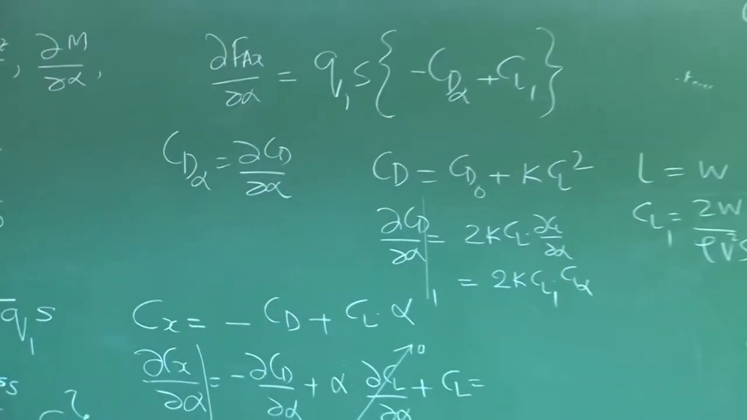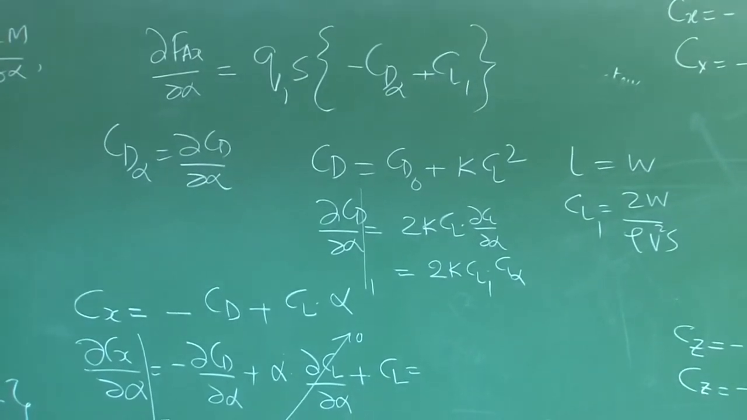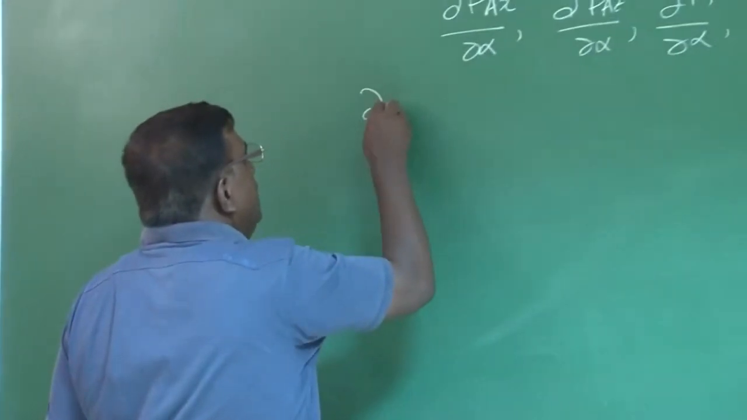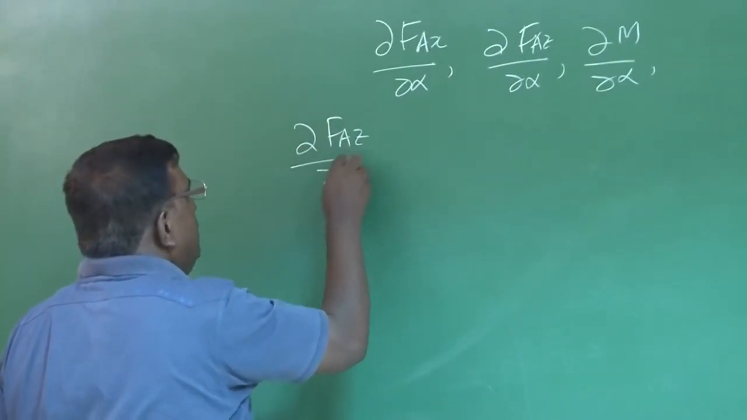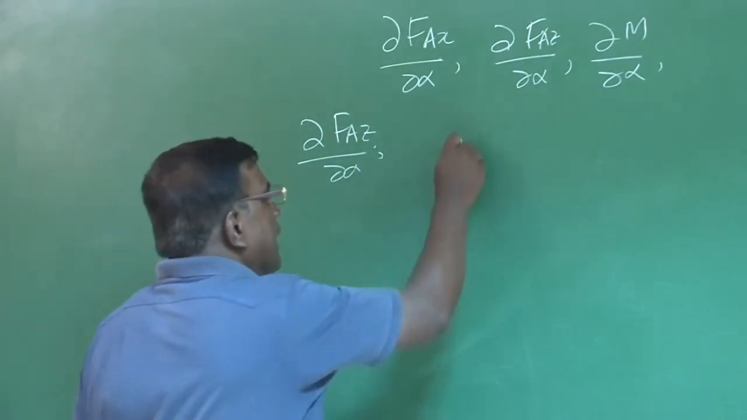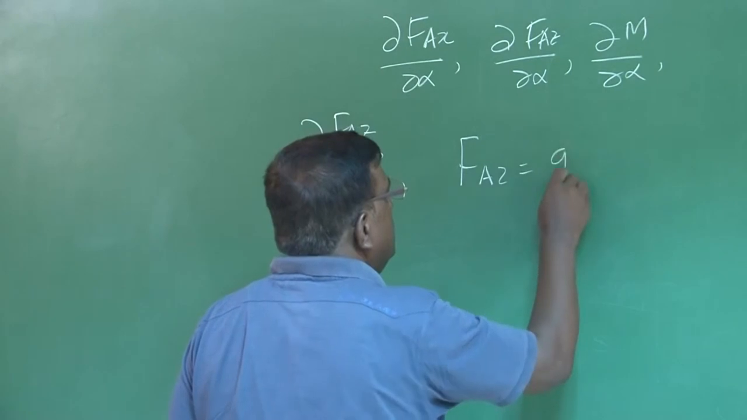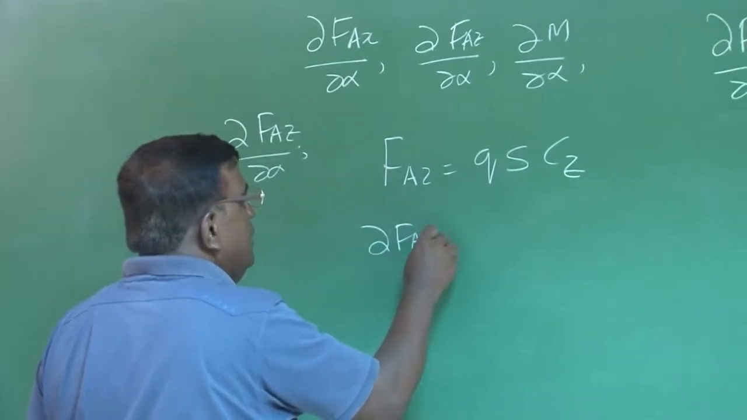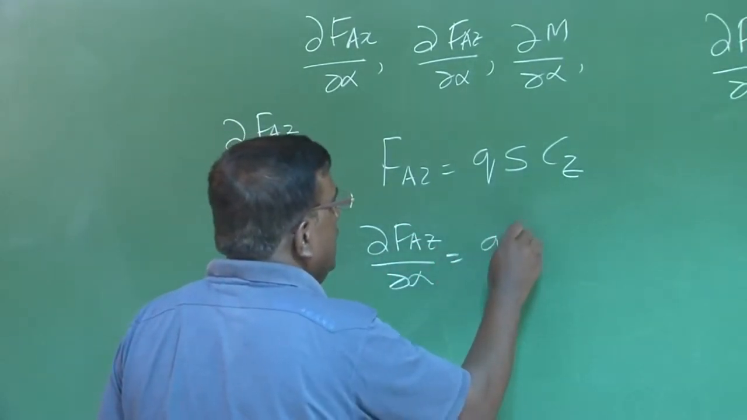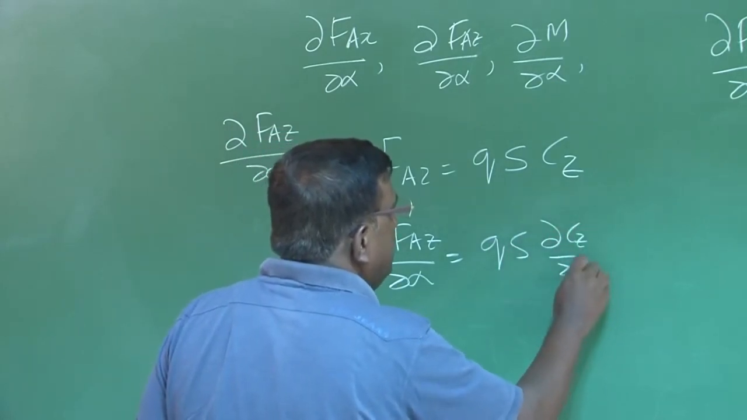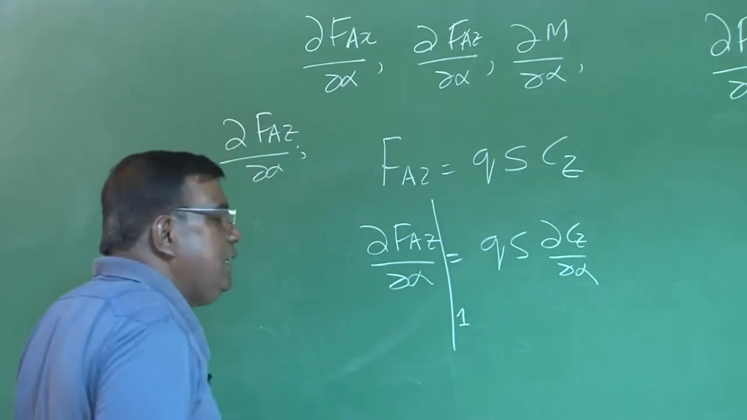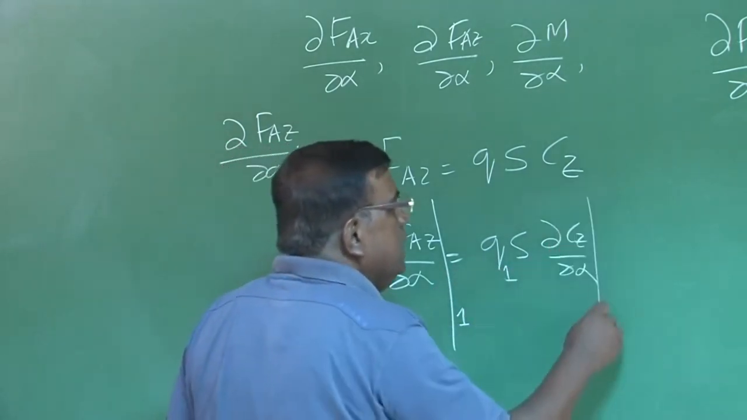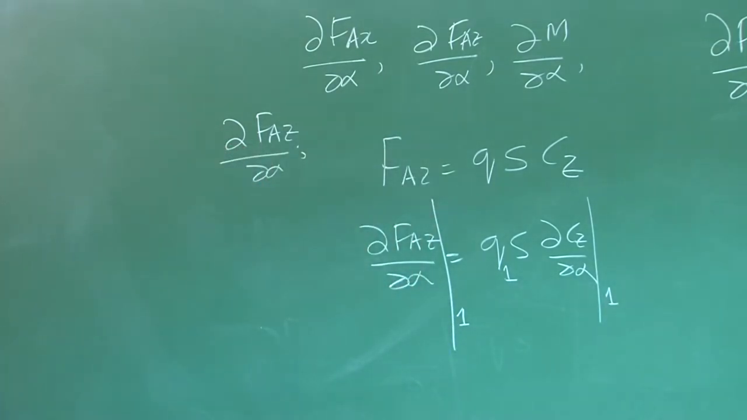So once I know dFx by d alpha, we will now try to find out dFaz by d alpha. Again, mechanically you can follow FAZ equal to Q S C Z. So dFaz by d alpha will be Q1 S dCz by d alpha. But we have to evaluate this at steady state, so the Q will become Q1, and for steady state I'm using the notation 1.